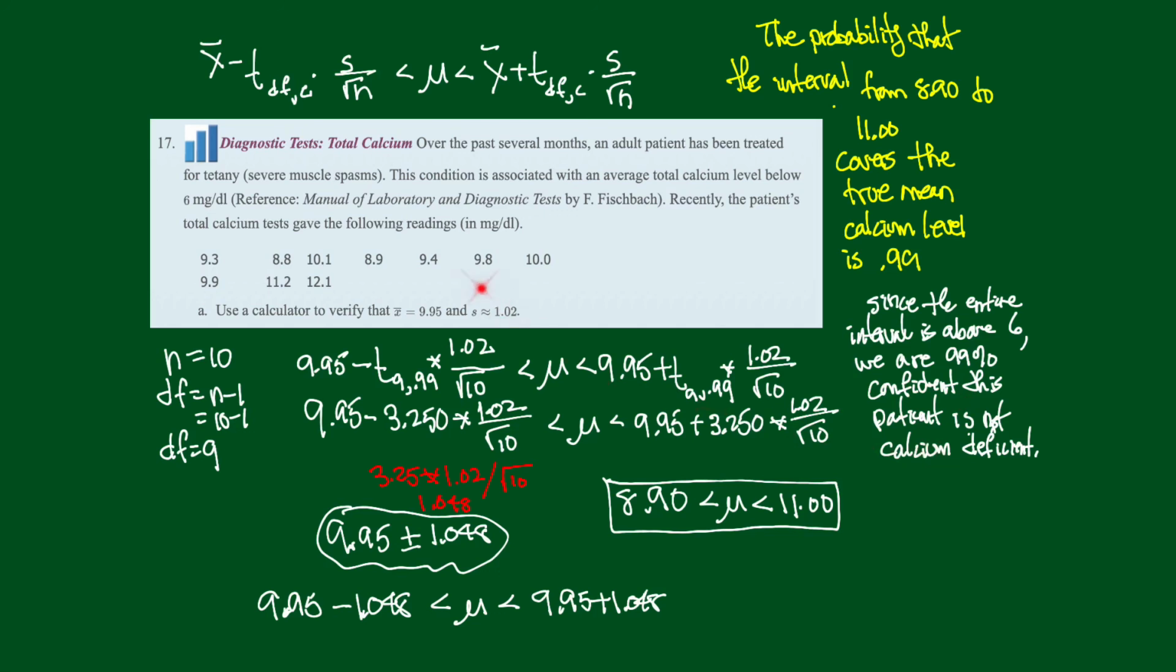Remember what it said over here? It said this condition is associated with average calcium level below 6. So if you're below 6, you could suffer from tetany. But look at our interval. Our interval is all above 6. I'll draw a little picture here. So here's 6. Our interval is above 6. So we're 99% sure that this interval here covers the true calcium level. So it's all above 6.